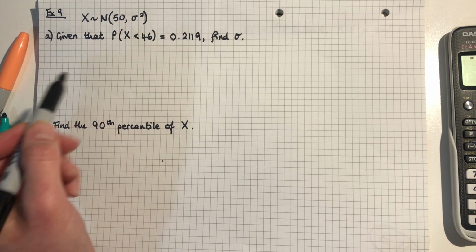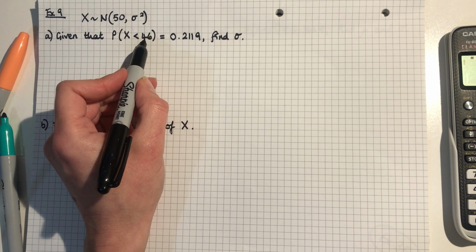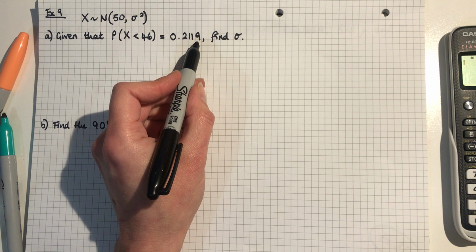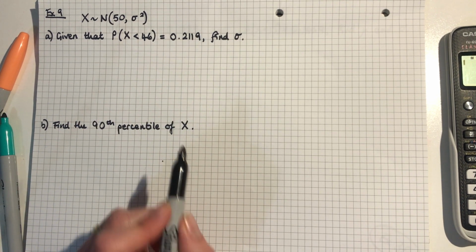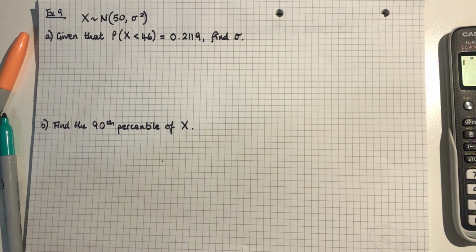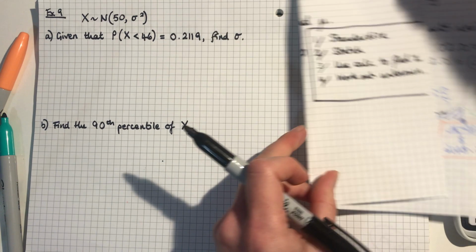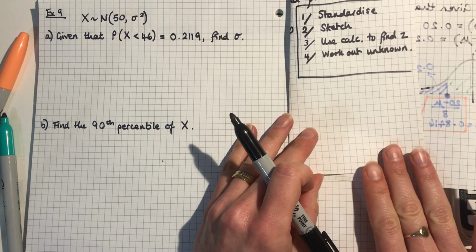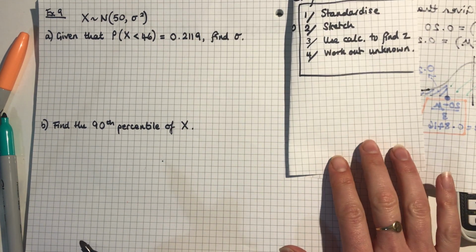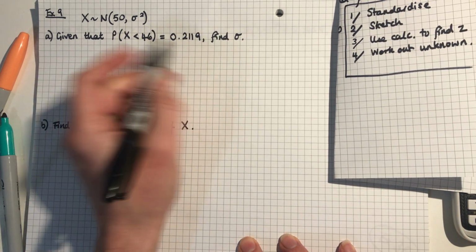What we do know, however, is the probability that a diameter will be less than 46 is 0.2119. And we've got to find the value of sigma. So I'm going to pick up my last sheet, and I'm just going to come back to that list, because these are our points of what to do each time. So the first thing we're going to do is standardise this statement here.